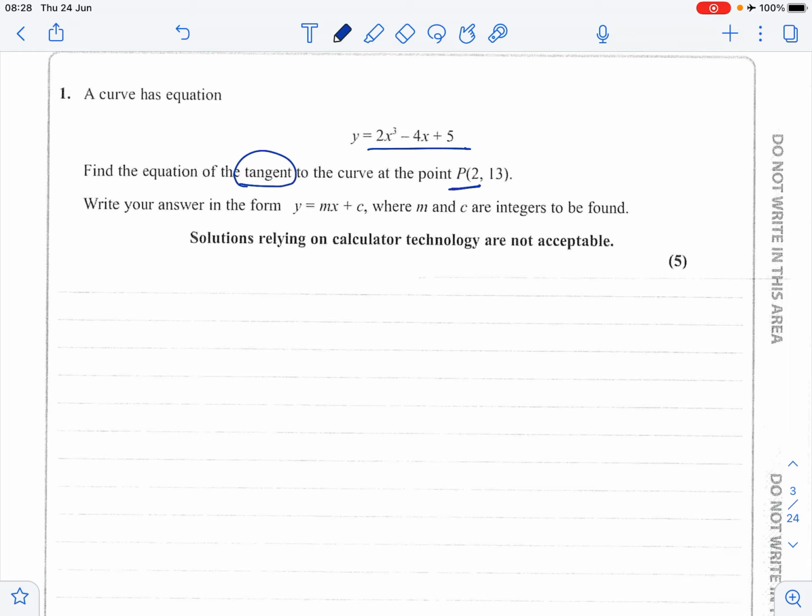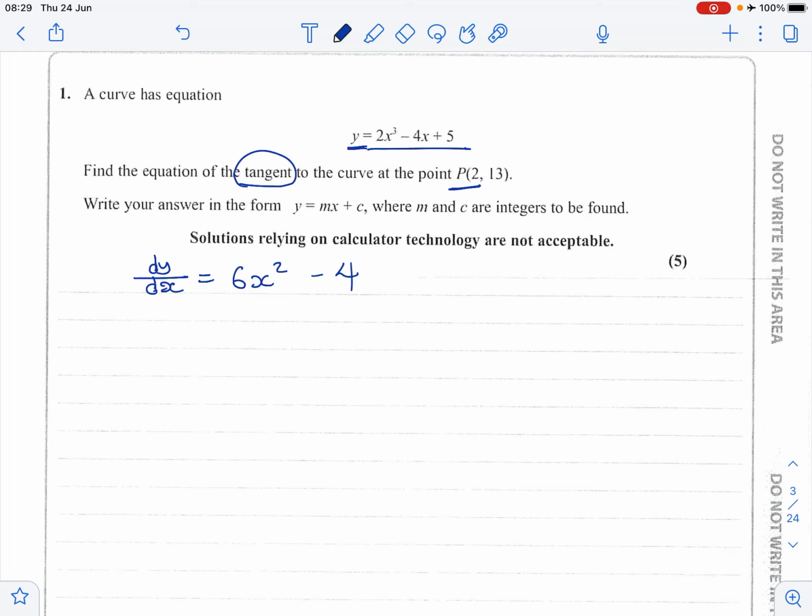If we want to find the equation of the tangent, we know that it would have the same gradient as the curve. So step 1, we need to find the gradient of the curve, which is dy/dx. So we just need to differentiate the equation. We get 6x squared minus 4.